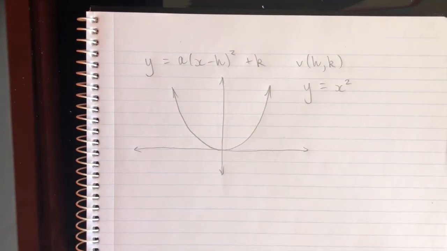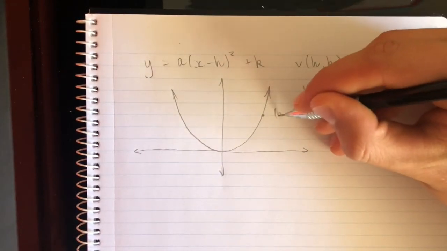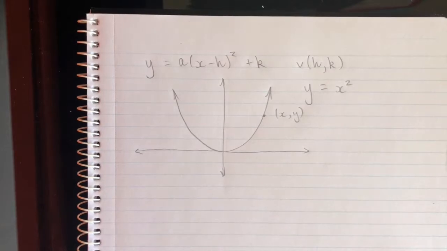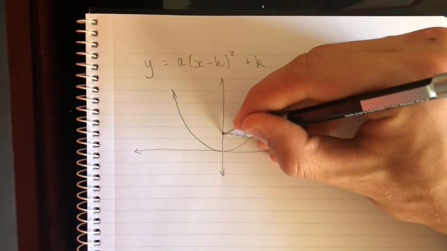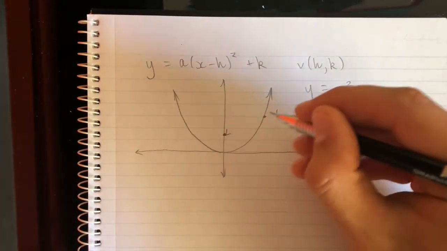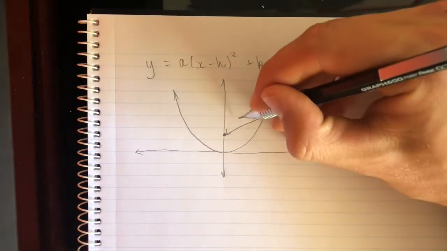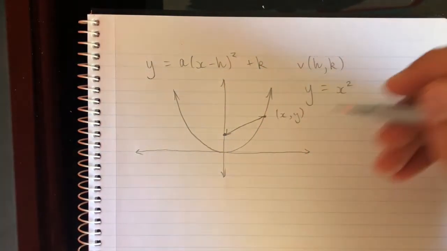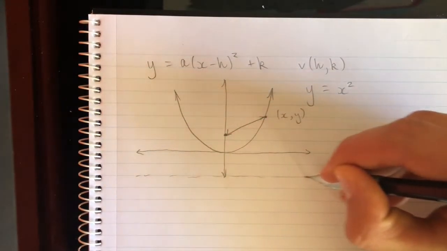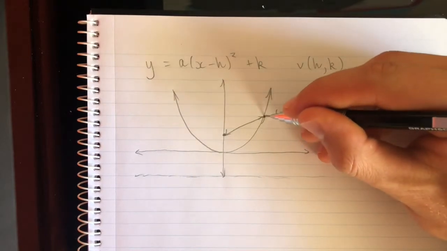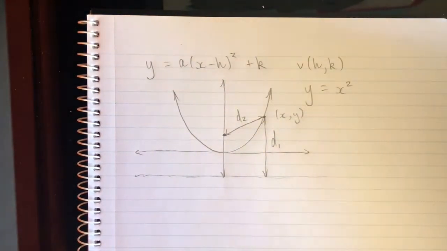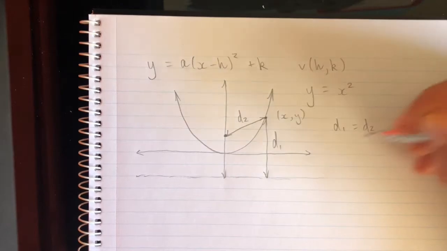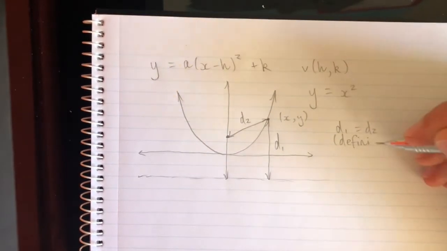So the definition of a parabola is any point on the line, let's call it (x, y), is going to be equidistant to the focus and the directrix. So the focus is a point within the parabola. So this distance here is going to equal the distance between the point and the directrix, which is a horizontal line. So this distance, let's call this one d1, is going to equal d2. So d1 equals d2, and that is the definition of a parabola.